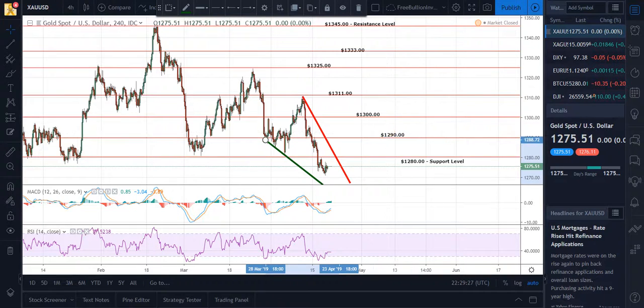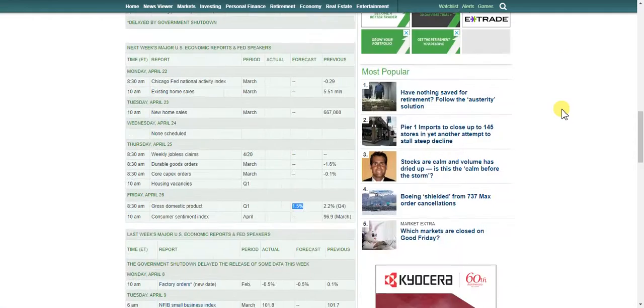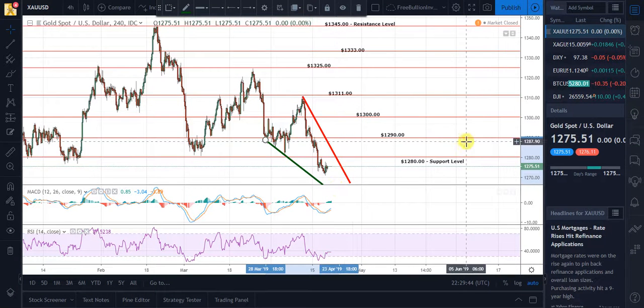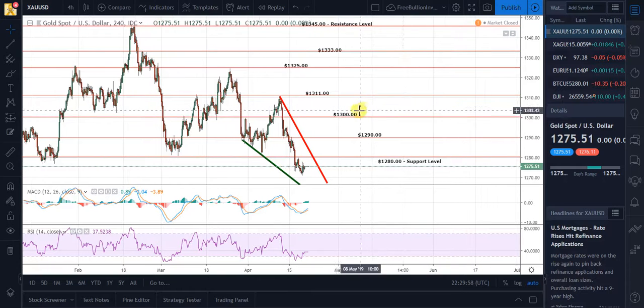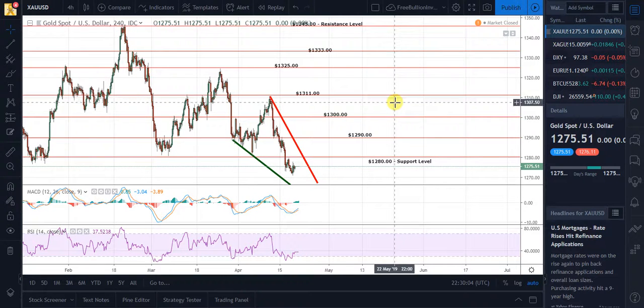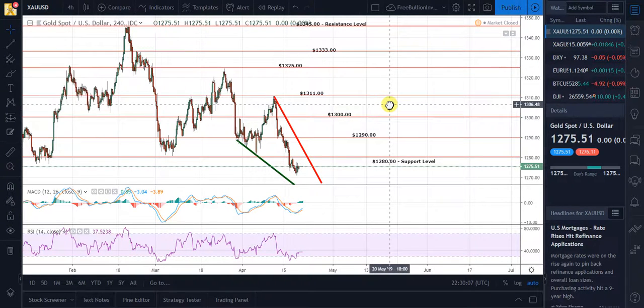Now, later in the week, we have the GDP report coming out. The gross domestic product report coming out on Friday, April 26th. And if it comes in above 1.5%, we could see a further fall in gold. However, early and mid-week next week, I expect gold to make a rebound and break this pattern and quite literally test the 1290 level. We'll have to see what the GDP report says before we can say whether or not it will test the 1300 level. But really, the biggest thing to keep your eyes on next week is the GDP report.